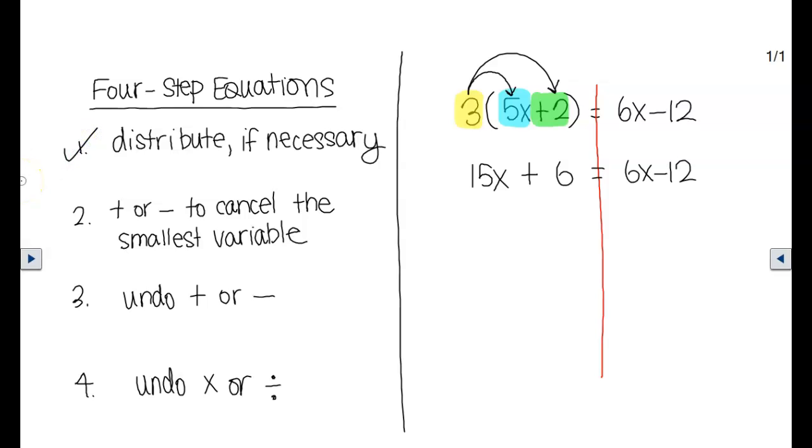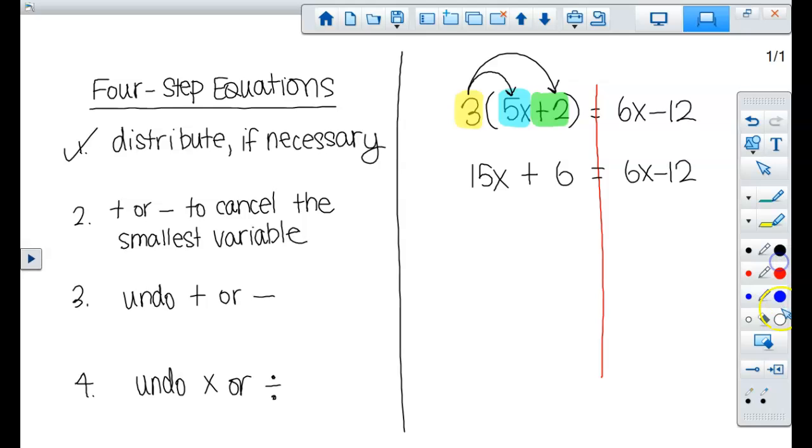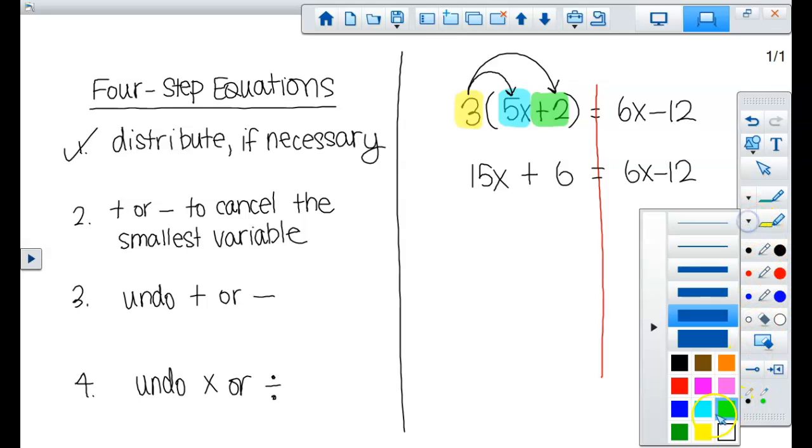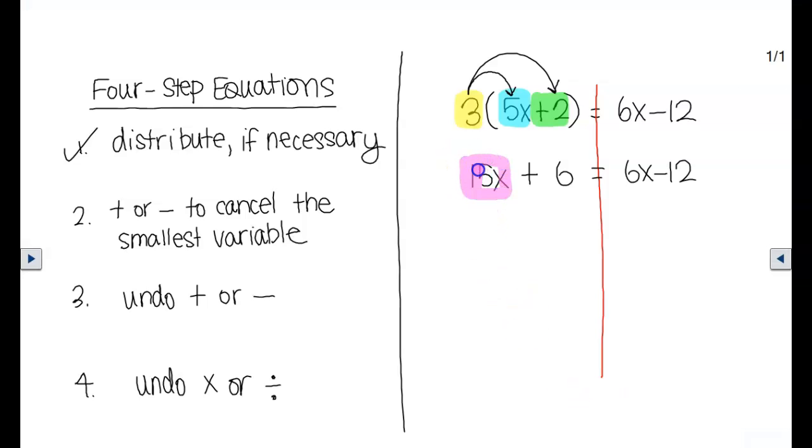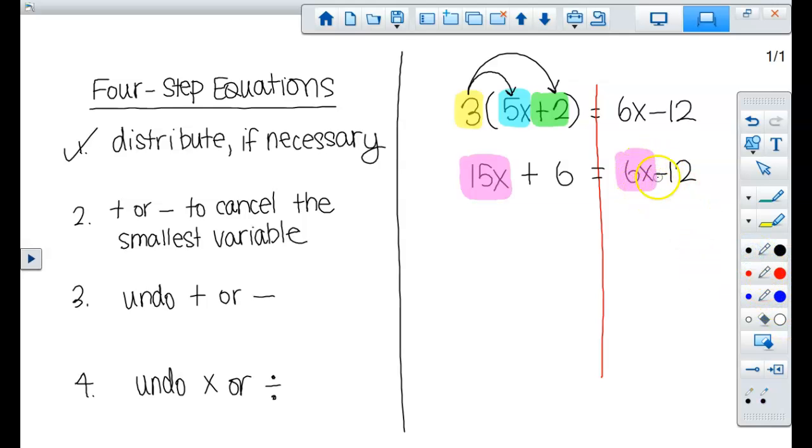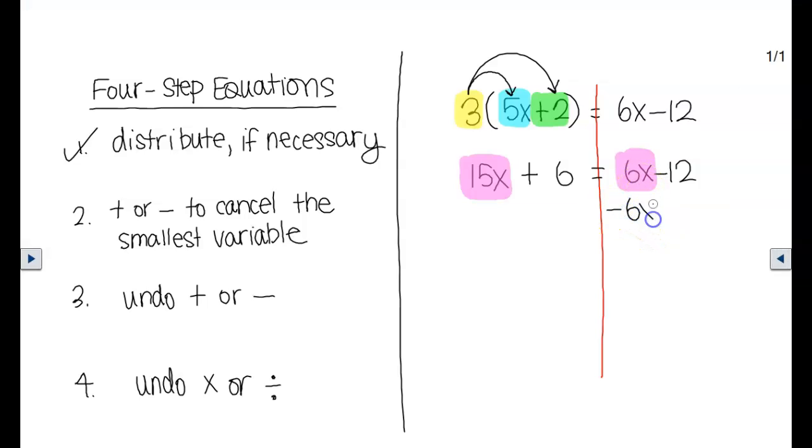Step 2 is to add or subtract to cancel the smallest variable. Our variables in this problem are 15x on this side and then 6x on this side. The smaller of the two variables is this positive 6x that we see right here. So will we add 6x or subtract 6x to cancel him out? The answer is we will subtract. He's positive, so we'll subtract. So minus 6x on each side.